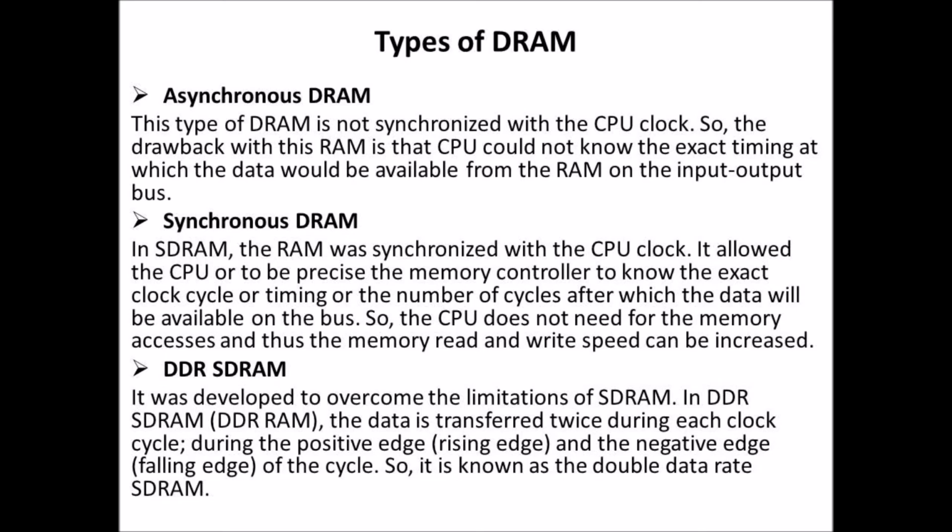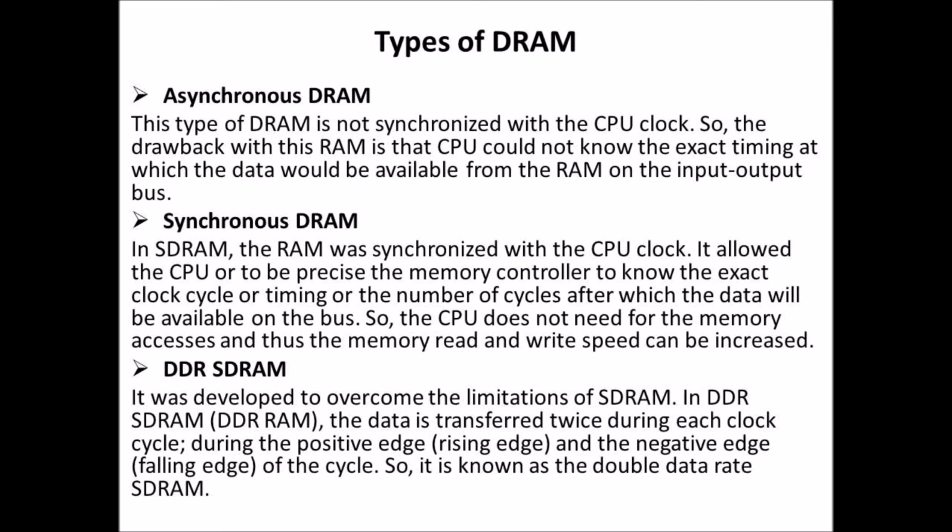First one, asynchronous DRAM. This type of DRAM is not synchronized with the CPU clock. So, the drawback with this RAM is that CPU could not know the exact timing at which the data would be available from the RAM on the input output bus.